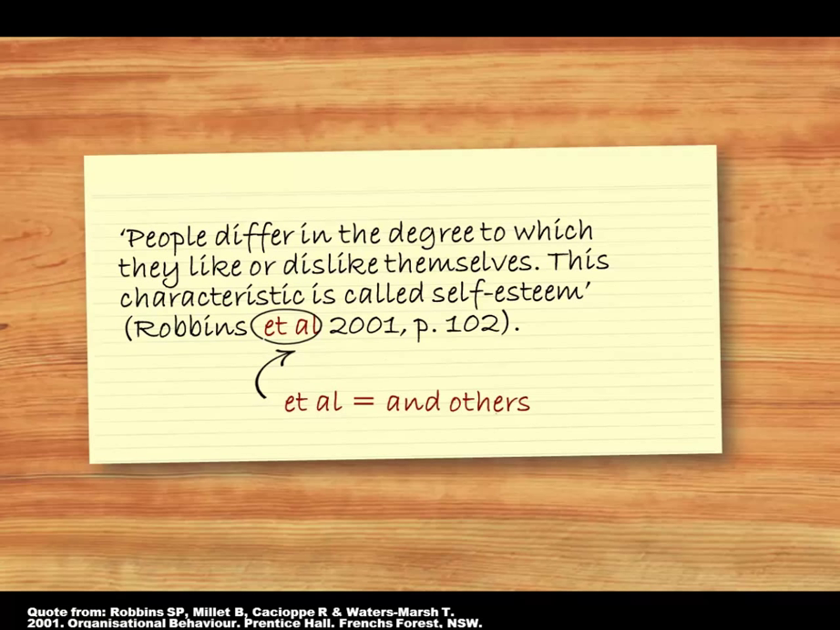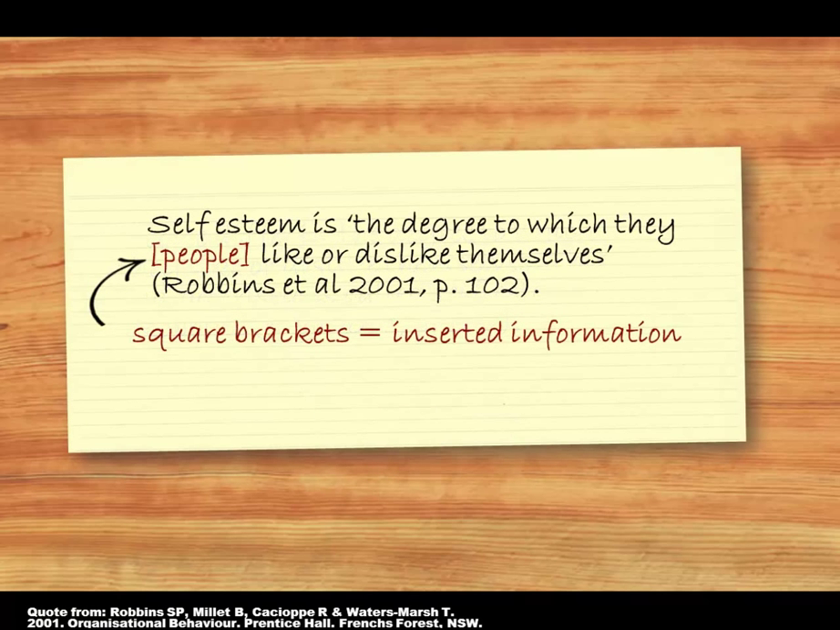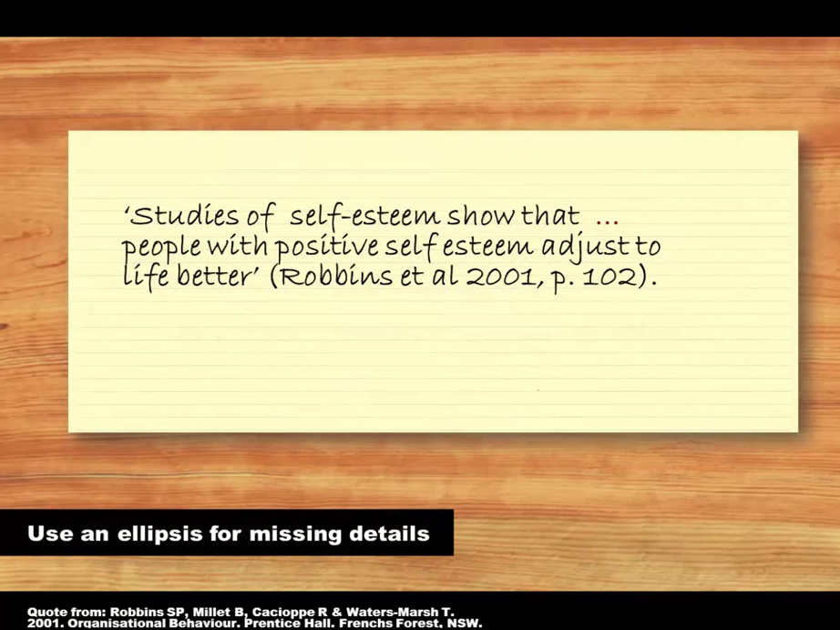When using quotes, it's also useful to know that you can add an explanatory word or words by putting these in square brackets. And you can also take information out if you need to by using an ellipsis or 3 dots to show that some words are missing.